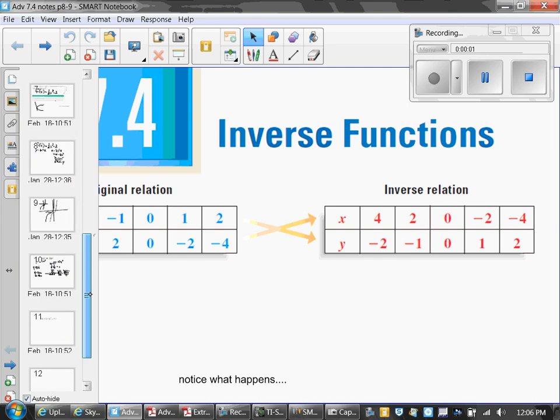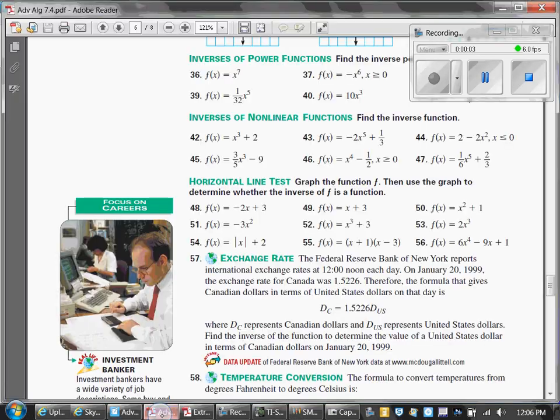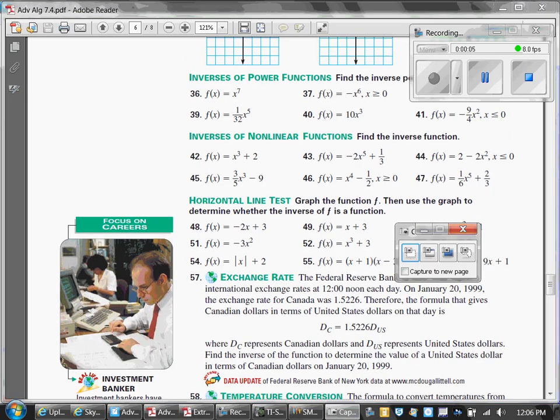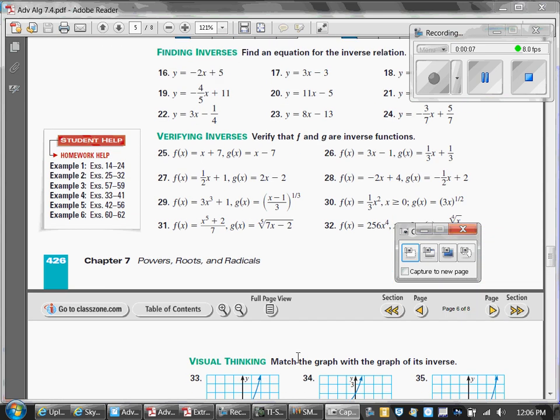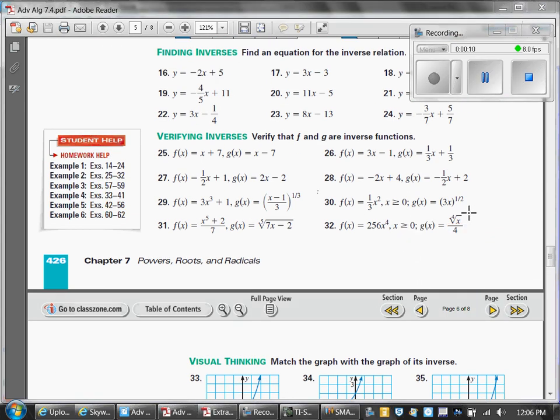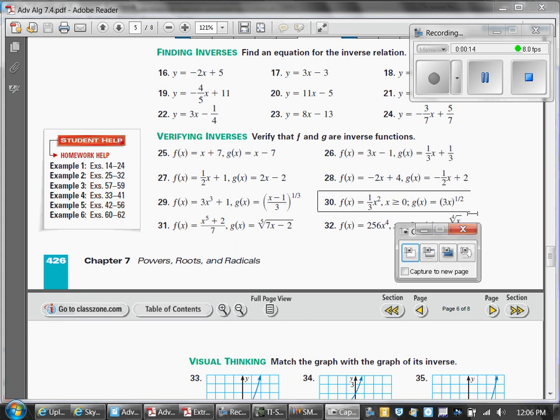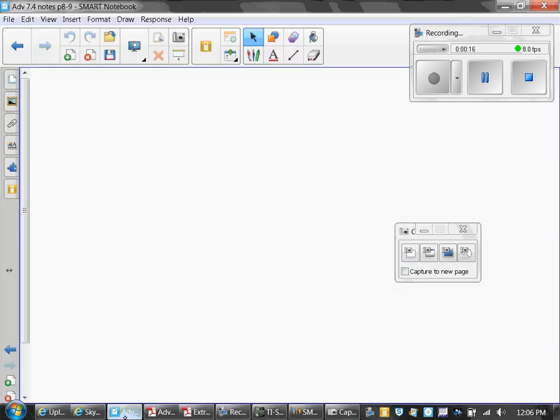Number 30. So let's take a look at 30. Verify that these are inverse functions. In order to tell if these are going to be inverse functions, that didn't work.